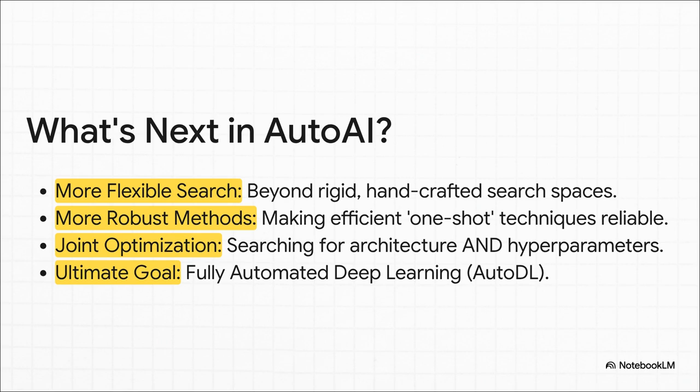So where does it go from here? Well, the new frontiers are super exciting. People are working on making the search even more creative, letting the AI discover truly bizarre and novel designs we haven't thought of. They're also making these super fast methods more reliable, so you can just press a button and have it work. And the really big one? Searching for the best architecture and the best way to train it, all at the same time. The holy grail really is what people call AutoDL, fully automated deep learning, where you just give it data, and the whole pipeline, start to finish, is automated.